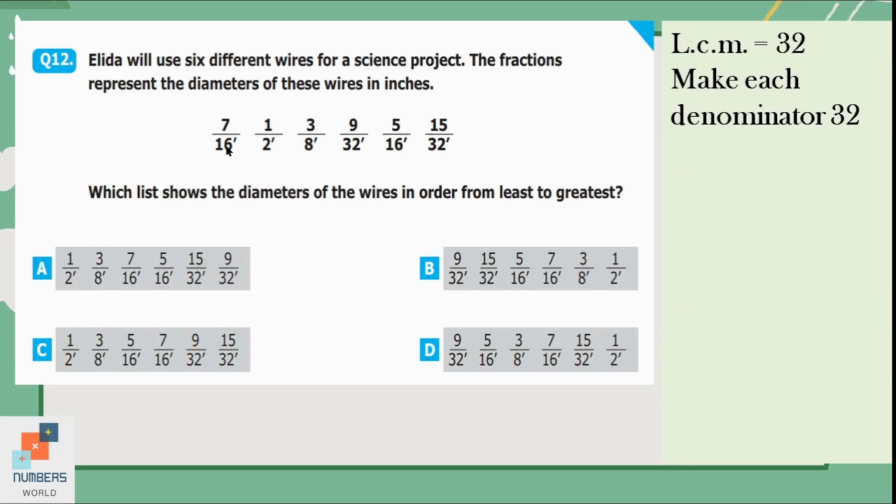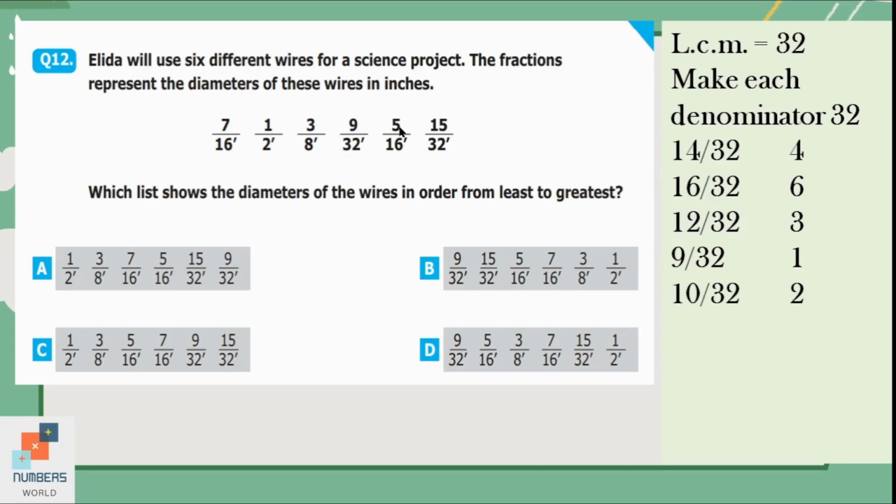So here 16 2s are 32, so we'll multiply 7 by 2 as well. The fraction is equal to 14 by 32. Avoid the numbers written with the fractions. I will explain these numbers later to you. Now we have 1 by 2. The equivalent fraction of 1 by 2 is equal to 16 by 32. Then 3 by 8, 8 4s are 32 and 3 4s are 12. 9 by 32 will be written as it is because we already have 32 in the denominator, so we don't need to multiply it by any number. Then 5 by 16, the equivalent fraction of 5 by 16 is 10 by 32, and 15 by 32 will be written as it is.